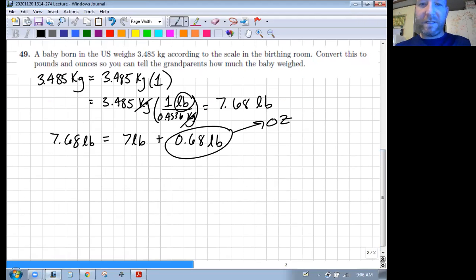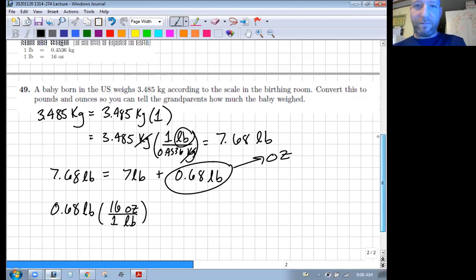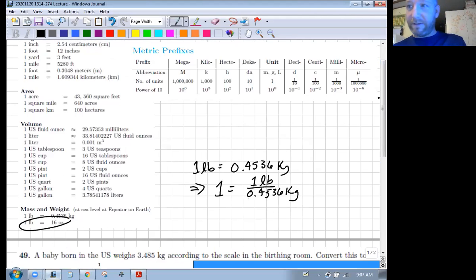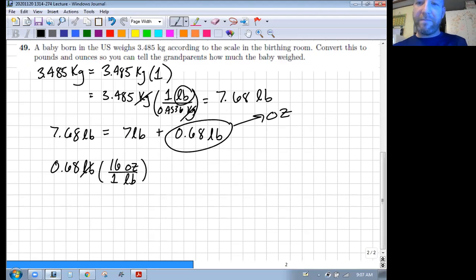Okay, so if we take that and we want to get rid of pounds, we want ounces. And there's what, 16 ounces in a pound, I think. It's kind of early, so let's check and make sure. Pounds, 16 ounces, that's right. So the pounds go away. So we have 0.68 times 16 is 10.88 ounces. So we have 7.68 pounds is 7 pounds and 10.88 ounces.